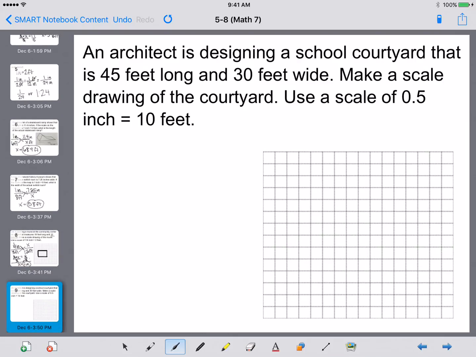Here on this problem, once again, highly suggest pausing, trying to solve this on your own, and then double checking with my work with what you have, just like how we do in class. This says an architect is designing a school courtyard that is 45 feet long and 30 feet wide. Make a scale drawing of the courtyard. Use a scale of 0.5 inch equals 10 feet. And here we're going to be looking at a bird's eye view of this courtyard.